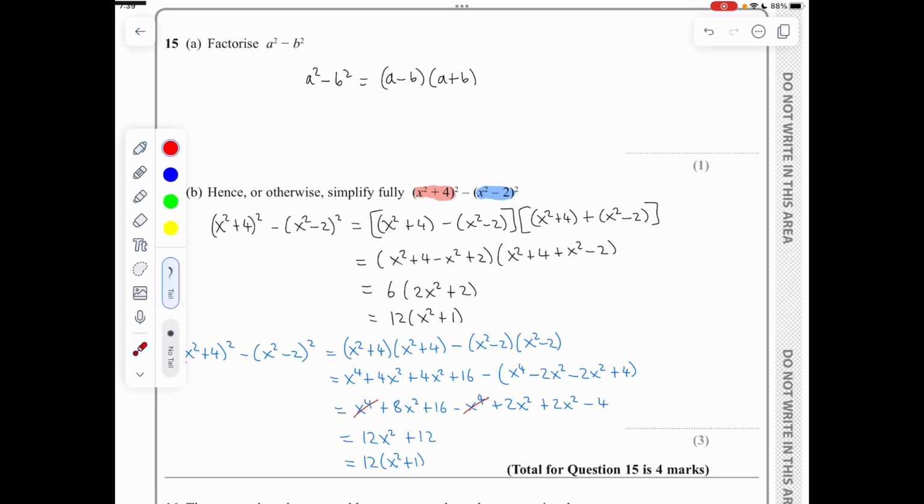Remember, the instructions were to simplify fully. I can stop here, or I could give my answer like this. Both of them are acceptable.